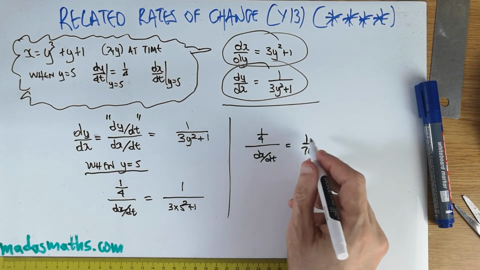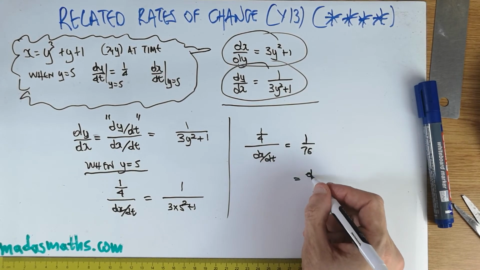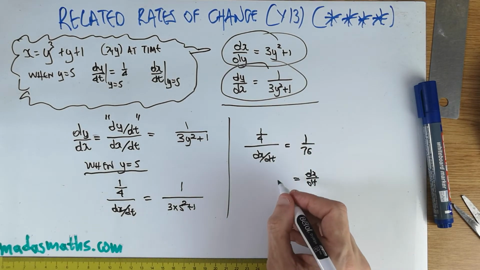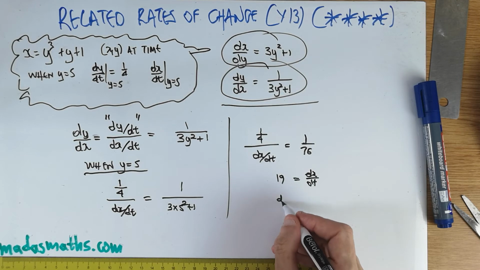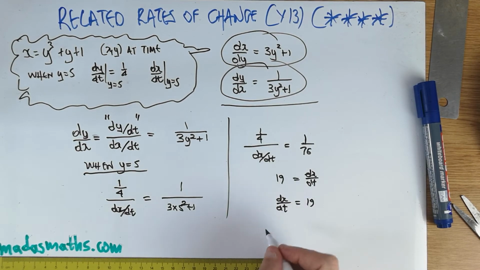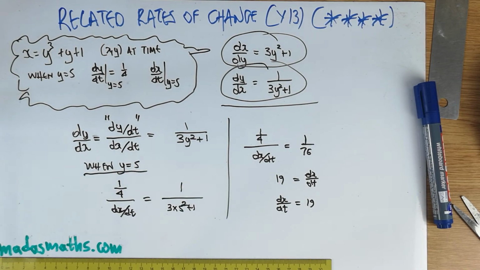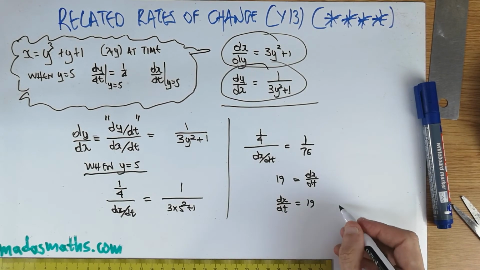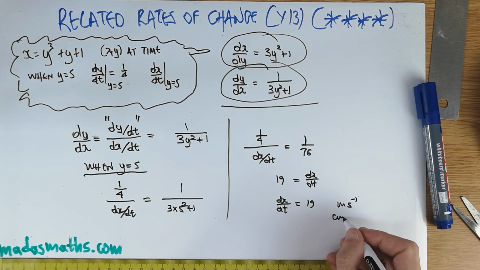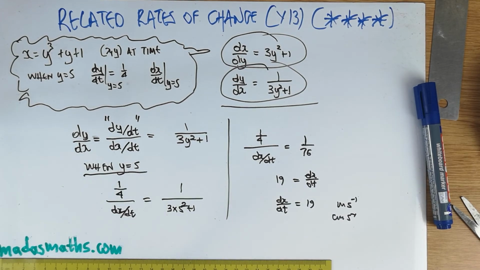Multiply across, dx by dt is a quarter of 76, which is 19. So essentially, dx by dt is in fact 19 in appropriate units. If you assume that the lengths are in something like meters or centimeters, it'll be either meters per second, it's a speed, or centimeters per second or something like that. Units are not really required.